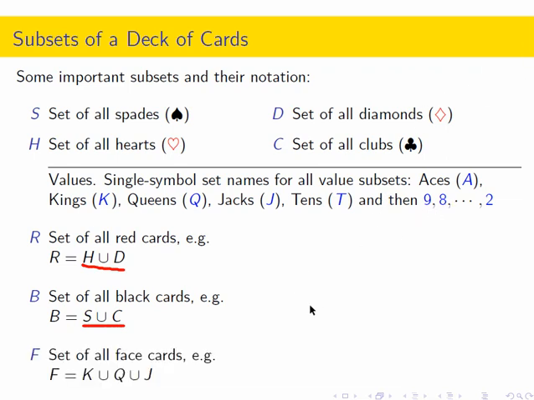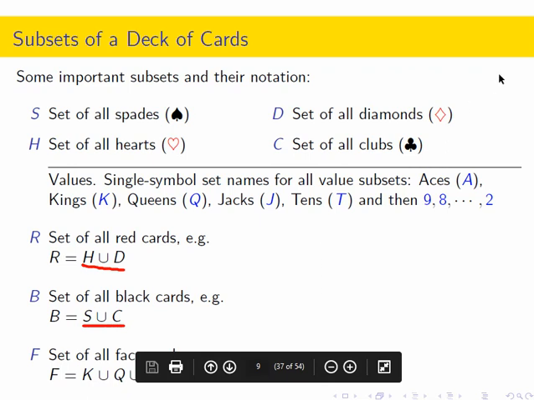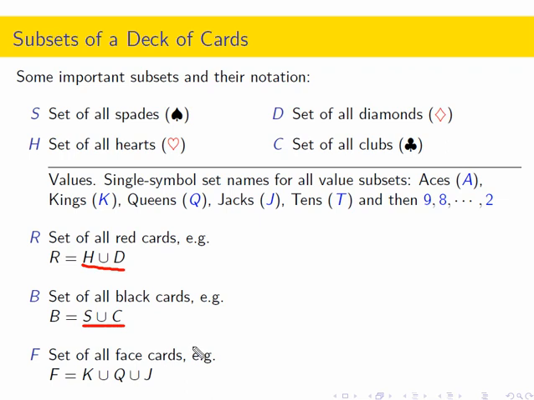We have face cards. So face cards and non-face cards would be a partition, and the face cards are the kings, the queens, and the jacks. Aces don't have faces. This is just 12 cards, 3 values.